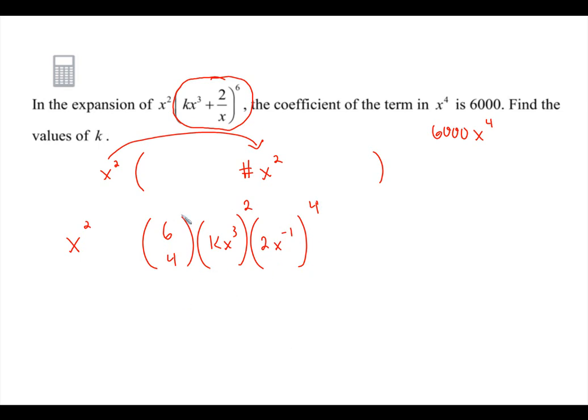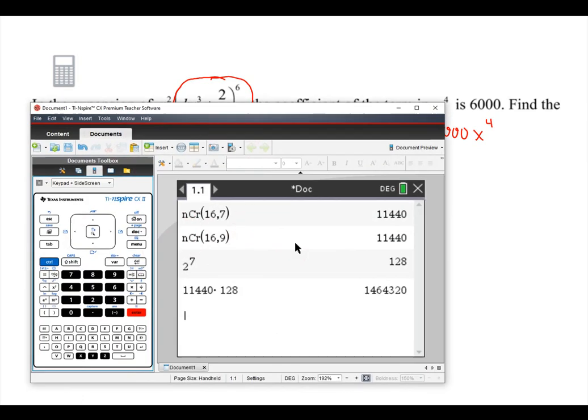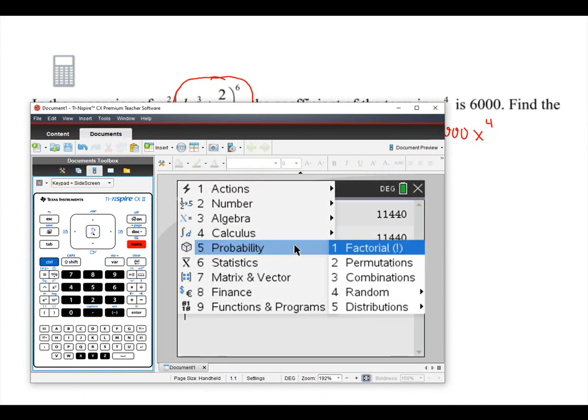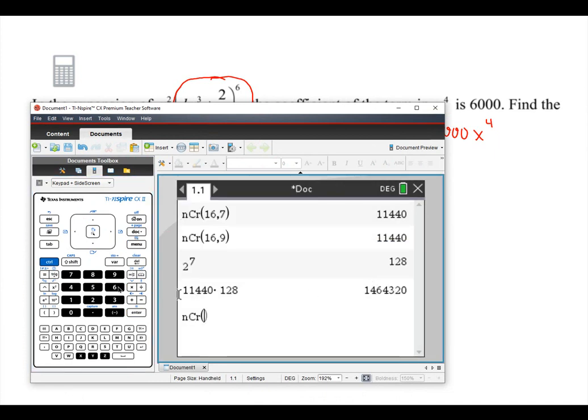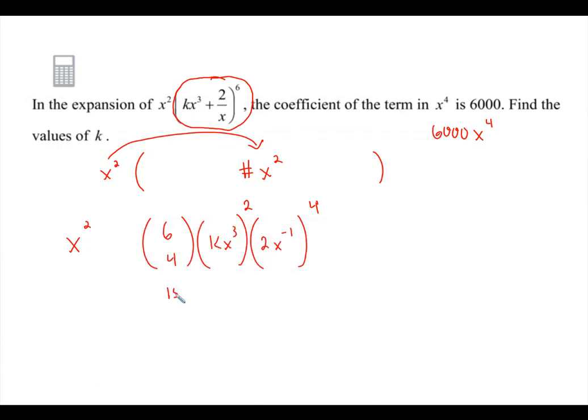And then let's calculate this right here. Let's go to the calculator. 6 choose 4. Menu, probability, combinations. Just put 6, 4. That gives us 15. So this is going to give us 15.